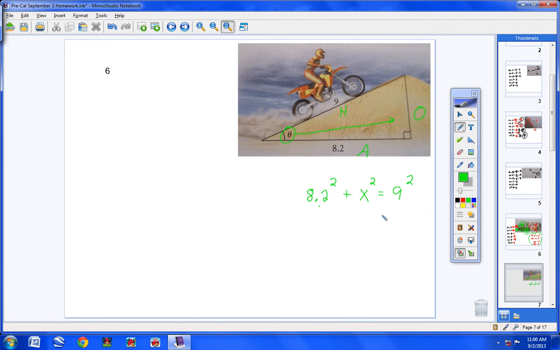All right. Now I'm going to grab my calculator real quick. 8.2 squared would be 67.24. So this would be 67.24 plus x squared equals 81. And now I'm going to subtract 67.24 from both sides. If I do that correctly, I will get x squared equals, excuse me, not negative, I apologize, positive 12.76. And now I'm going to take the square root of both sides.